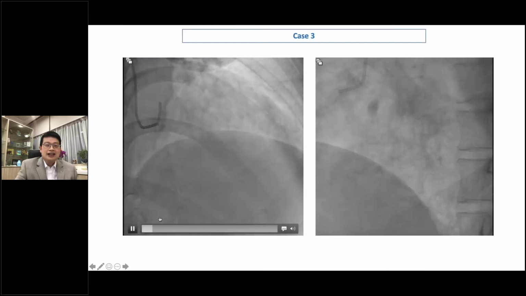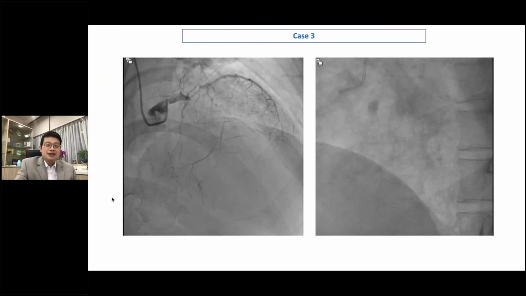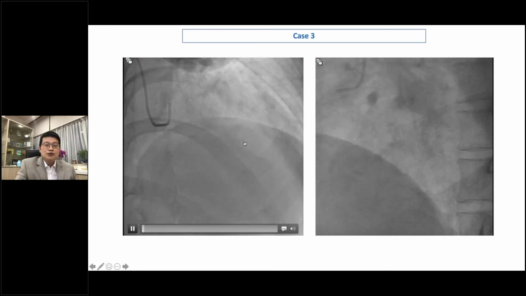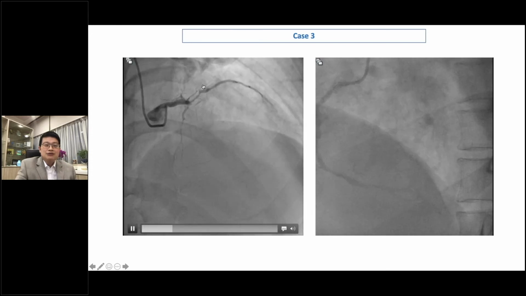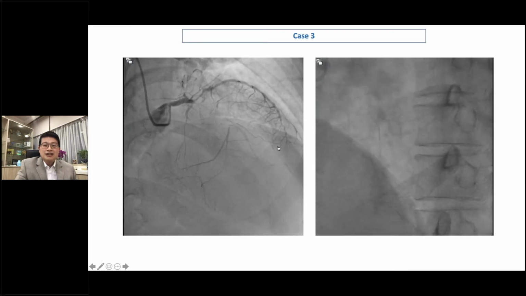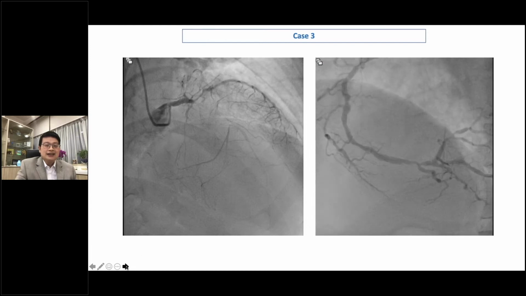And this is his angiogram. You can see it's got very extensive coronary disease. His LAD was occluded, very poorly filling. The circumflex was critically stenosed, and his right coronary had significant stenosis at multiple sites.